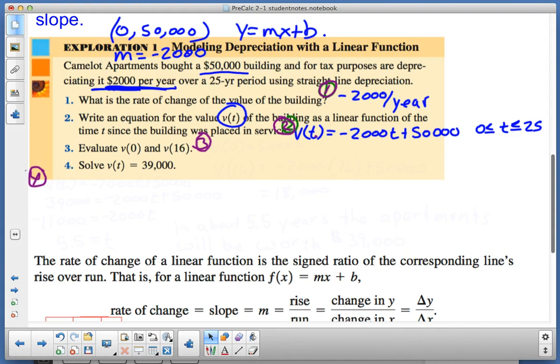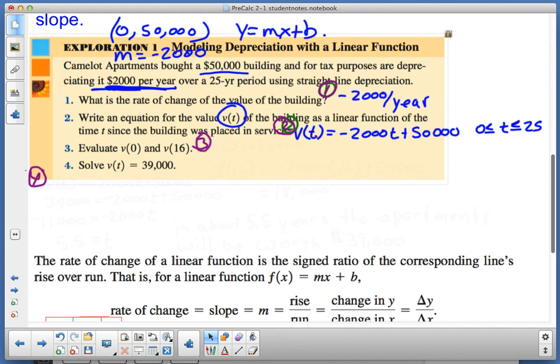Now, I'm just asking you here in 3, evaluate for year 0 and for year 16. So you guys evaluate for year 0. We already determined that. What's the value of the building at year 0? You okay with 50,000 because that's our initial time? And then we evaluate for year 16 by plugging it in, 2,000 times 16, and making that sum with 50,000. So go ahead and get those done. Evaluate for year 0 and year 16.